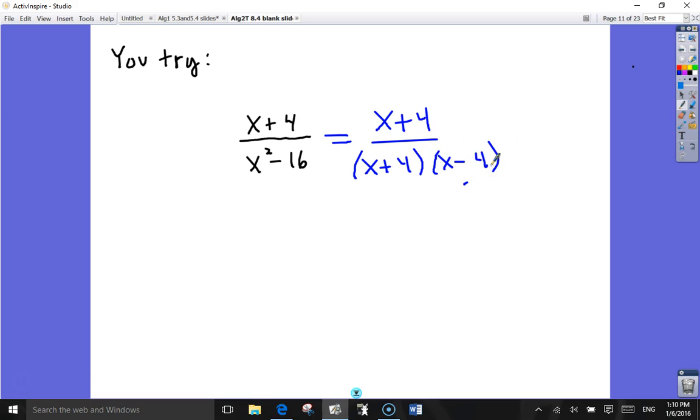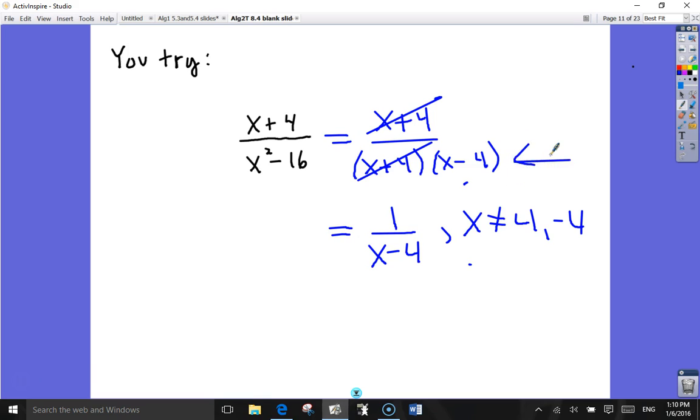Okay, are there any common factors? Yeah, this x plus 4 cancels with this x plus 4. Okay, now when you cancel a factor, what does it leave behind? It's 1, right? So there's a 1 in the numerator and the x minus 4 is in the denominator. And if I was going to state the domain, I would have to say x does not equal 4 and -4, right? You've got to go back up to here. Before you started canceling factors, all those zeros of the denominator are still going to restrict the domain.